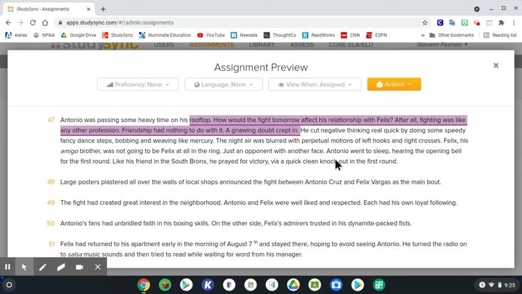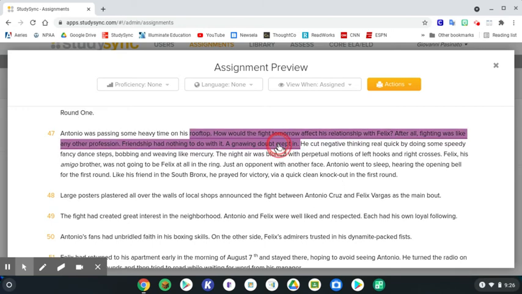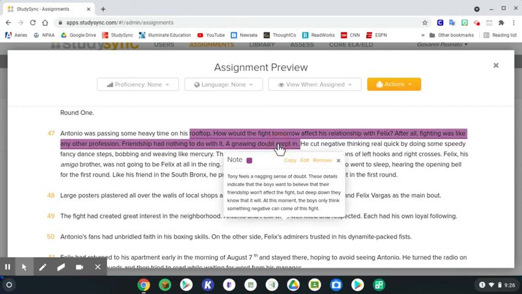However, a gnawing doubt crept in. So I'm trying to psych myself up. This is just any other job, friend or no friend, you got to do the job. However, this might not be the case. What is so worrisome? Tony feels a nagging sense of doubt.